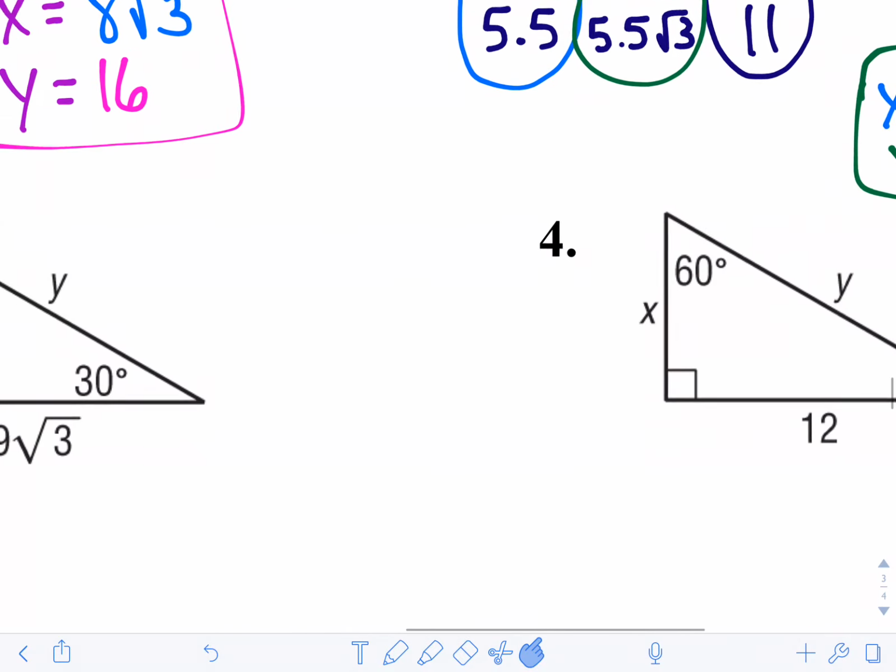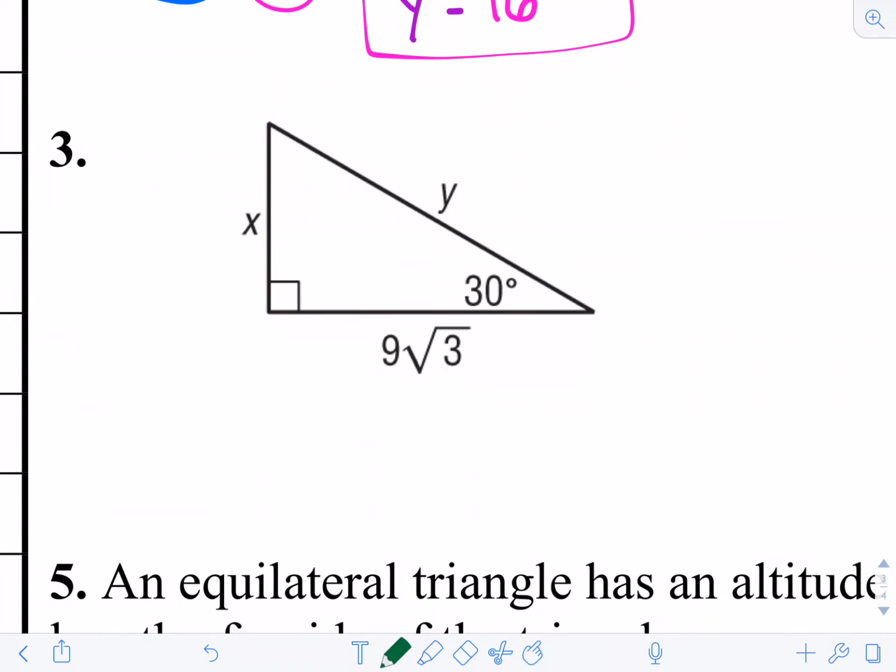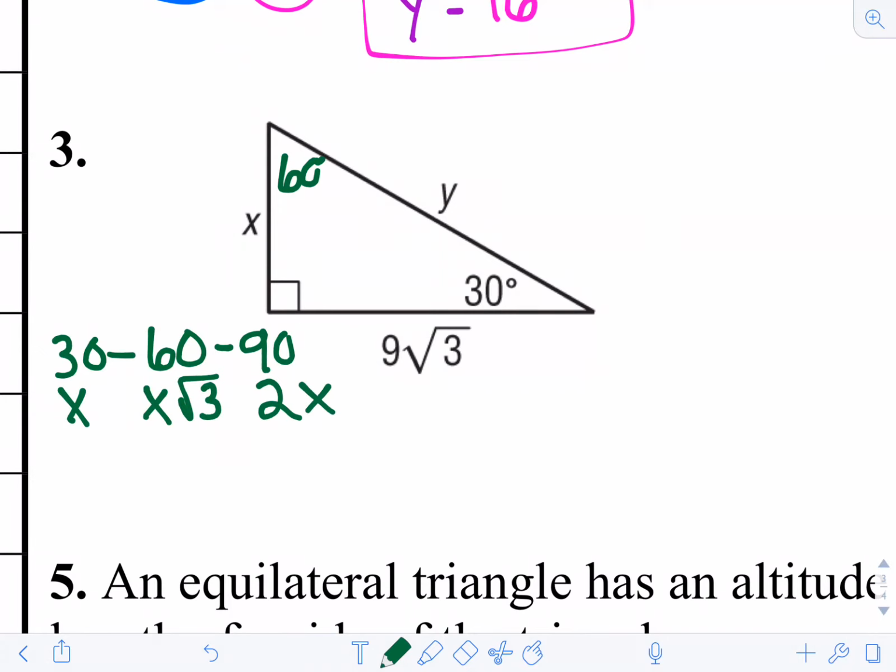Okay, number 3. Again, make sure the first thing you need to do is fill in your triangle, and then write down your little shortcut: 30, 60, 90, x, x square root of 3, 2x. Plug in what you know. What I know is across the 60 is 9 square roots of 3.